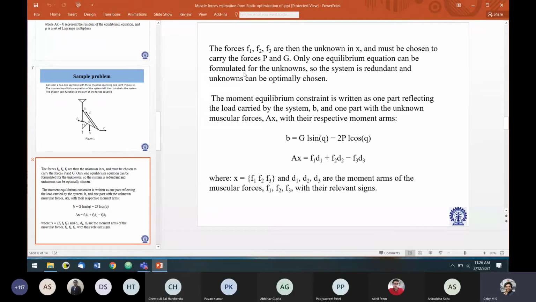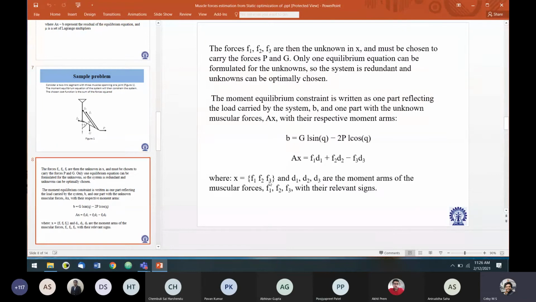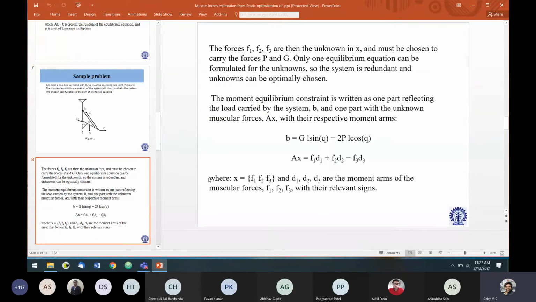Only one equilibrium equation can be formulated for the unknowns. So the system is redundant and unknowns can be optimally chosen. One more thing, D1, D2, D3 are the moment arms about the joint center. Am I clear to everyone? Yes, sir. Okay, so D1, D2, D3 are the moment arms of the muscle forces F1, F2, F3 about the particular joint center.